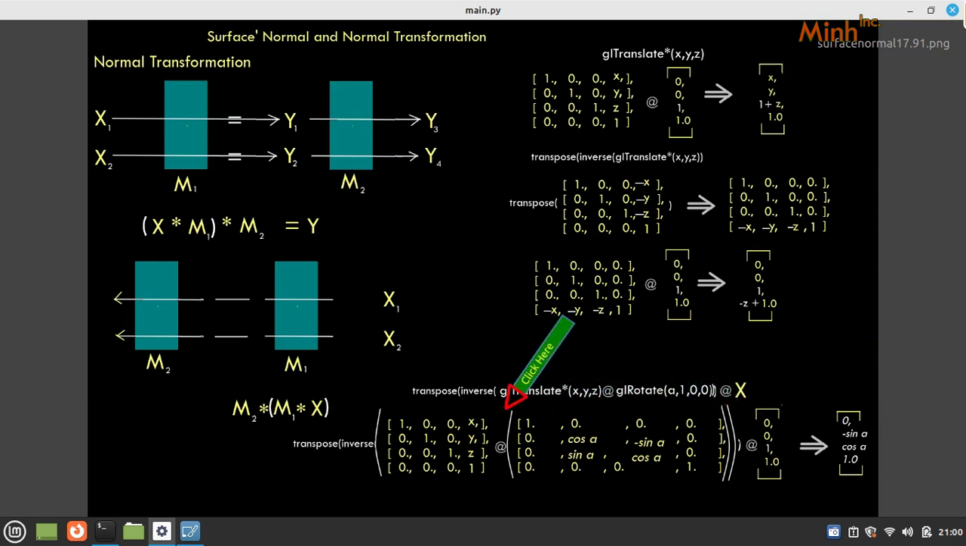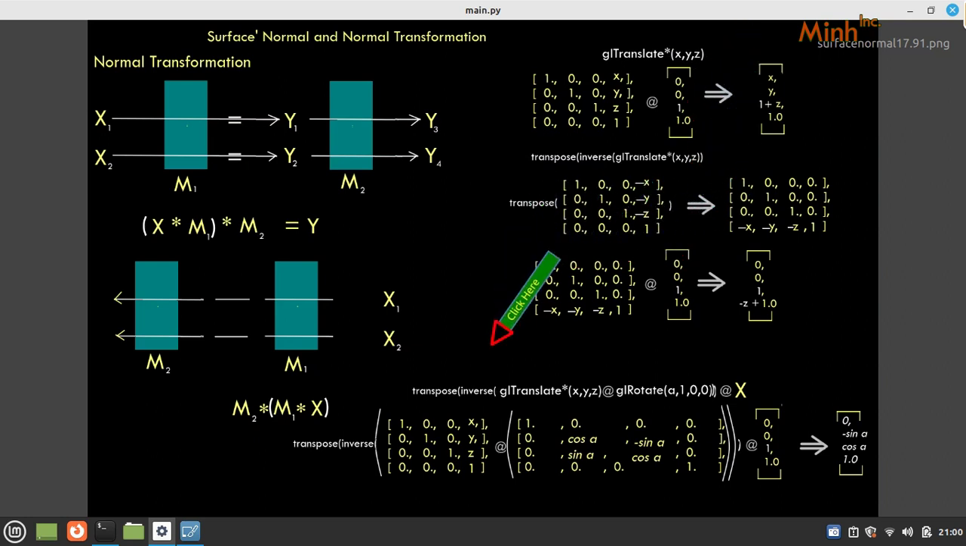Okay, let's do transpose and inverse for the rotation. I mean, we have not done transpose and inverse of the rotation. Okay, anyway, just leave it. Now we have done transpose and inverse of the translation and we see that nothing changes.